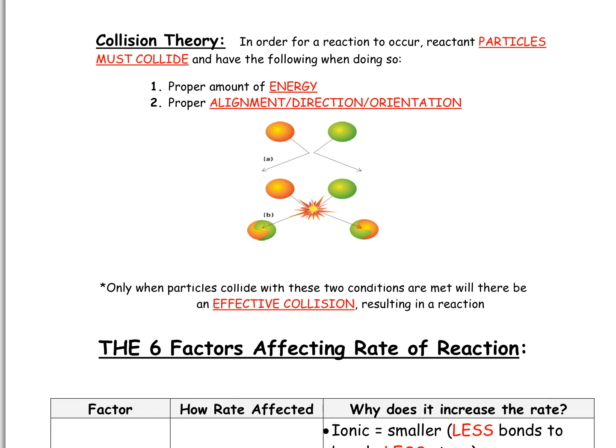So particles are hitting each other all the time in the air around you, but we don't have chemical reactions occurring in the air around you continuously because they must hit, they must have the right energy, and they must have the proper alignment. So only when particles collide with these conditions is there what is called an effective collision, meaning they collide and a reaction does occur.